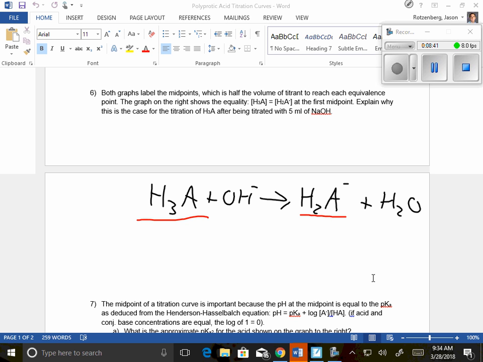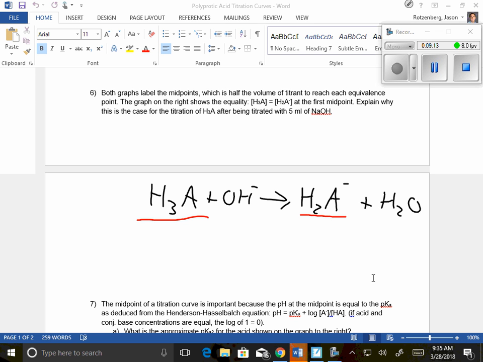Again, this is an important point when we look at graphs. The half equivalency point, or the half equivalence point, is when, at each step of that titration, we've used up half the acid. And if you look at question number 7, it indicates the importance of this then. It says the midpoint of a titration curve is important because the pH at the midpoint is equal to the pKa.